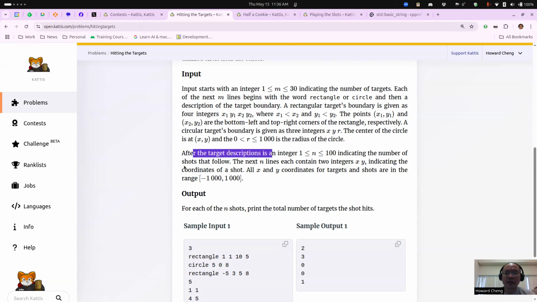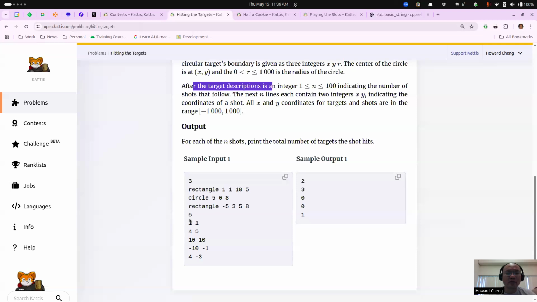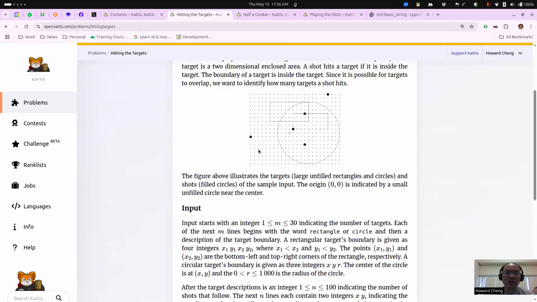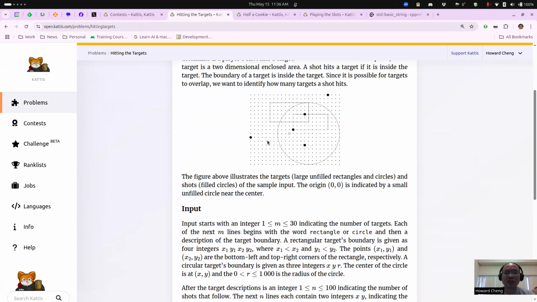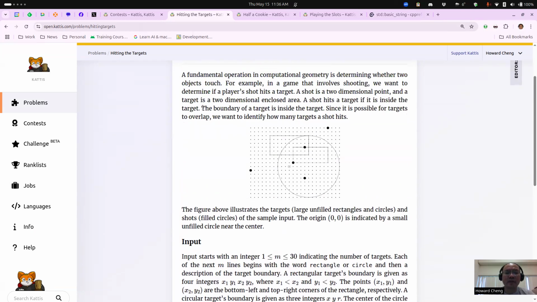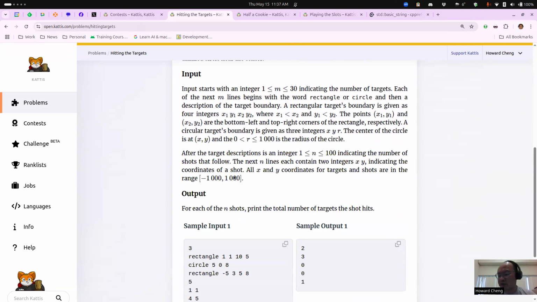And then after that, you have a bunch of x and y, and you're supposed to figure out for each point how many shapes contain this point. And on contain, it says the boundary of a target is inside the target. So if it touches the boundary, it's also considered to be inside. Everything are integers between -1,000 and 1,000.